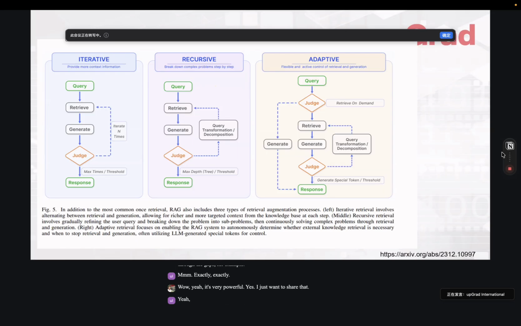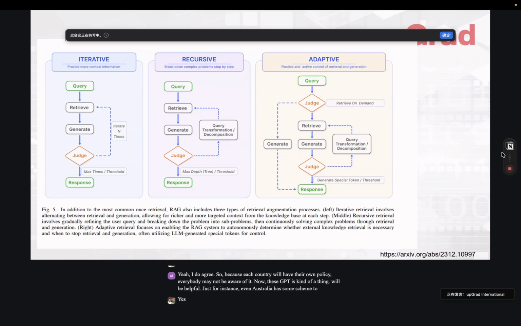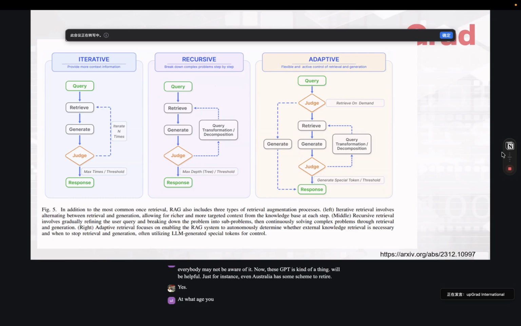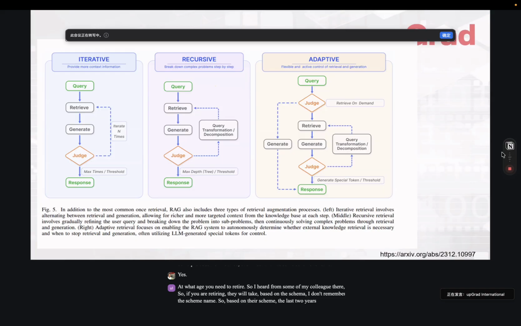Yeah, I do agree. Because each country has its own policy, everybody may not be aware of it. These GPTs will be helpful. For instance, even Australia has some scheme for retirement. At what age do you need to retire? I heard from some of my colleagues there. If you are retiring, they will take it based on their scheme. I don't remember the scheme name, but based on their scheme, the last 2 years' average will be taken. So some of the professors whom I'm aware of there.